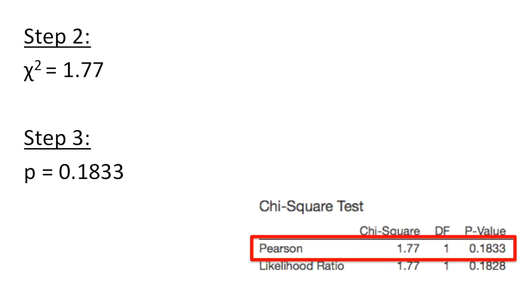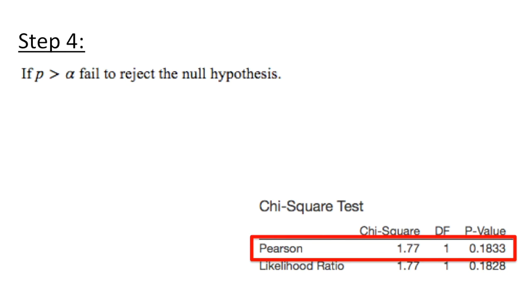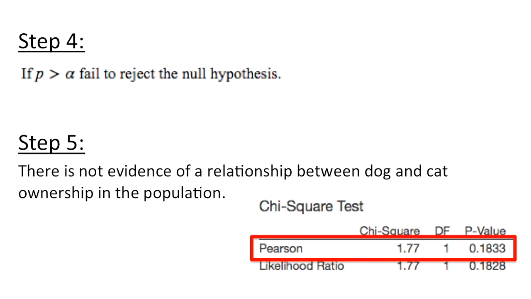Let's go back to our 5-step hypothesis testing procedure. Recall we just found step 2, chi-squared with 1 degree of freedom equals 1.77. Step 3, p-value equals 0.1833. Moving on to step 4, p is greater than our standard alpha level of 0.05, so we fail to reject the null hypothesis. There is not evidence of a relationship between dog and cat ownership in the population. So when we fail to reject the null hypothesis, there is not evidence of a relationship. If we were to reject the null hypothesis, then there would be evidence of a relationship in the population. So that's our 5-step hypothesis testing procedure.